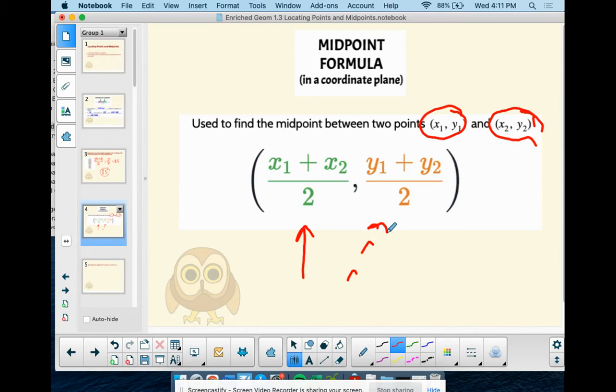So what you do is you take your x coordinates, add them together, divide by 2. That would give you your x coordinate. Then you're going to take your y coordinates, add them together, and then divide that number by 2 to get your final answer. It's very simple, as long as you write down your formula right now and plug it in correctly. The math itself is not difficult.